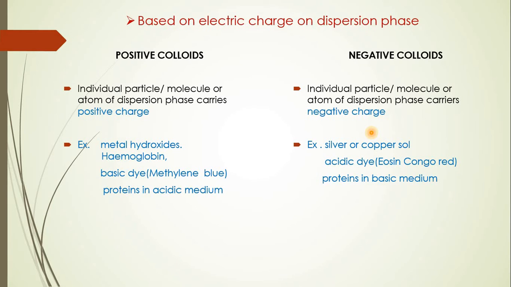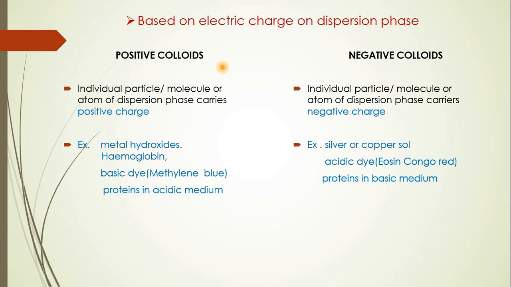Lastly, the classification of colloids is based on the electric charge on the dispersion phase. The electric charge could be either positive or negative, and based on this we can classify colloids as positive colloids and negative colloids. In a positive colloid, the individual particles of the dispersion phase always carry a positive charge, whereas in a negative colloid, they always carry a negative charge.